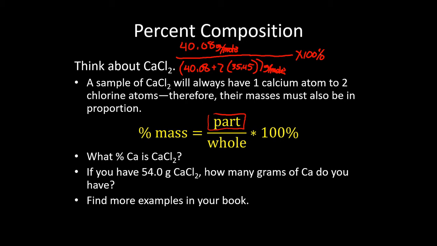But if I go ahead and do the math here, grab my calculator real quick, 40.08 divided by 40.08 plus 2 times 35.45, times 100 gives me 36.11%.